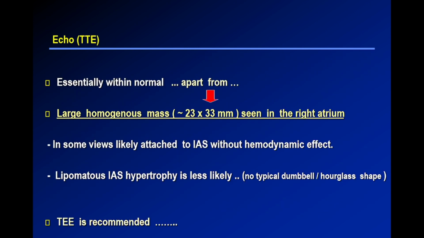Okay. This is our transthoracic echo report, essentially normal, apart from a large mass, measuring about 23 by 33 millimeters, seen in the right atrium. In some views, likely attached to the interatrial septum without hemodynamic effect. And lipomatous interatrial septal hypertrophy is less likely due to absence of the typical dumbbell-shaped appearance. Then we proceeded with transesophageal echo.